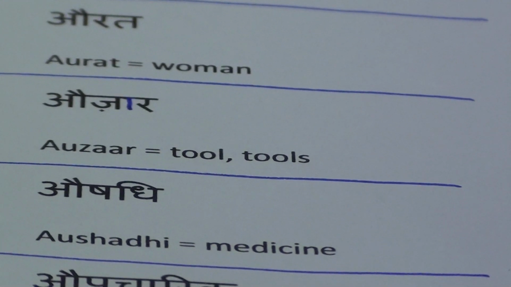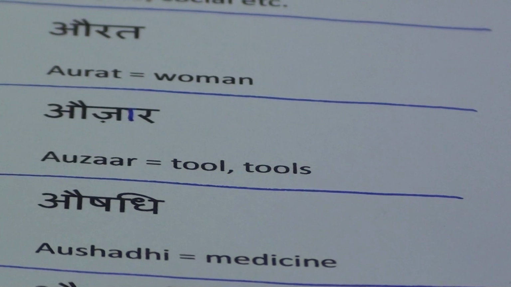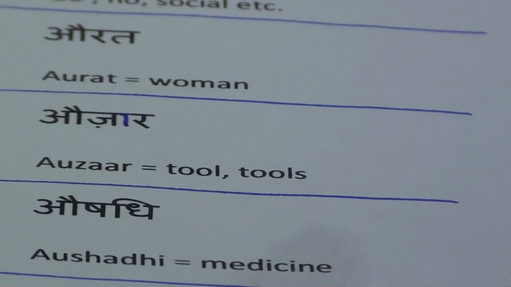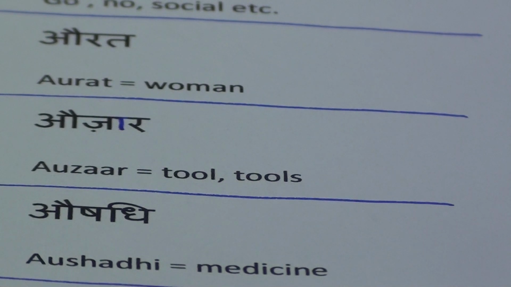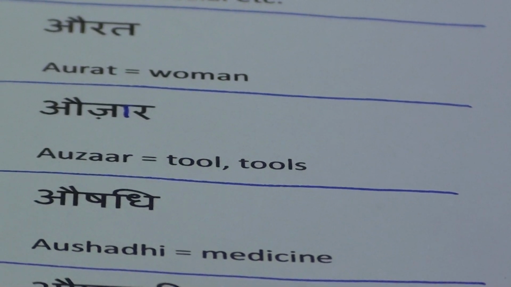Aushadhi. First letter of this word is O. Aushadhi means medicine.